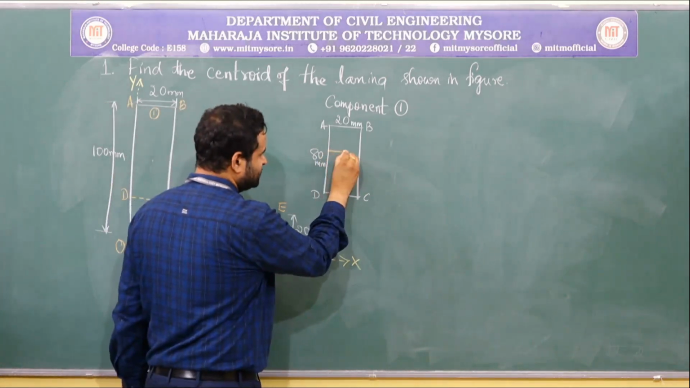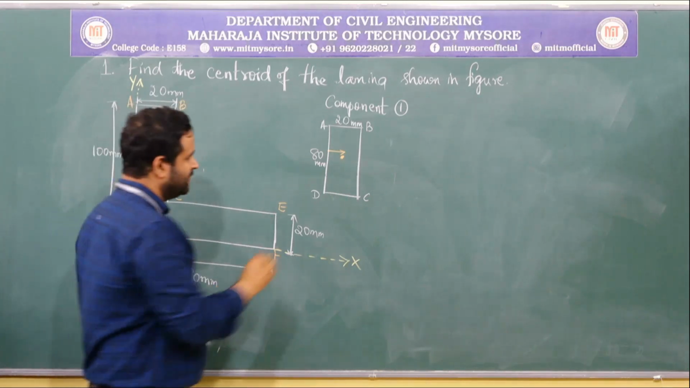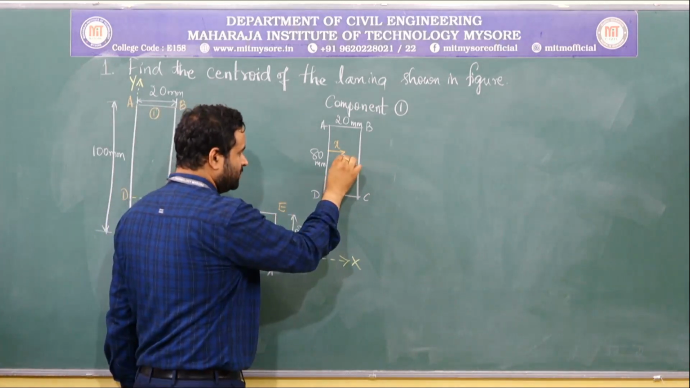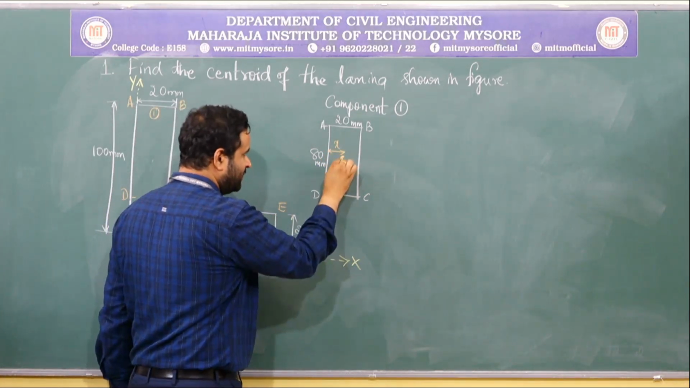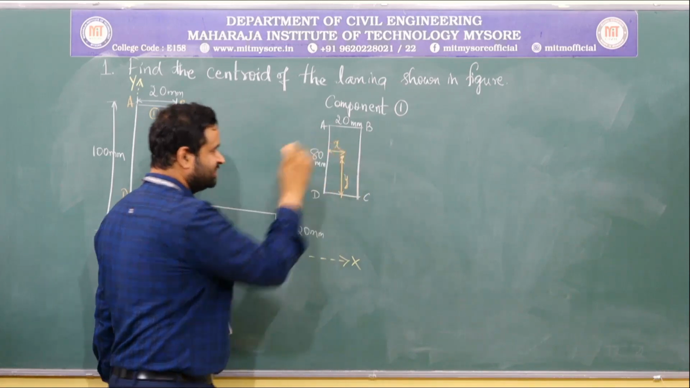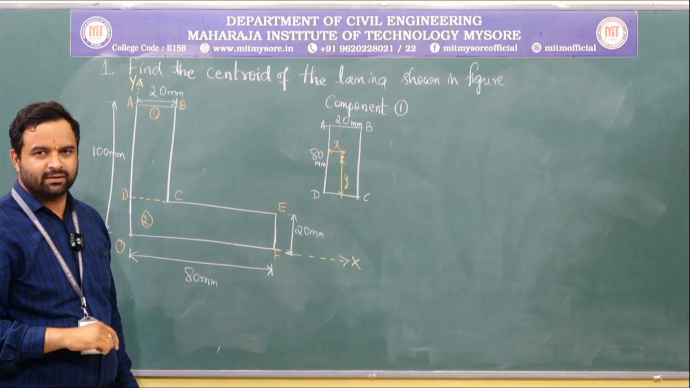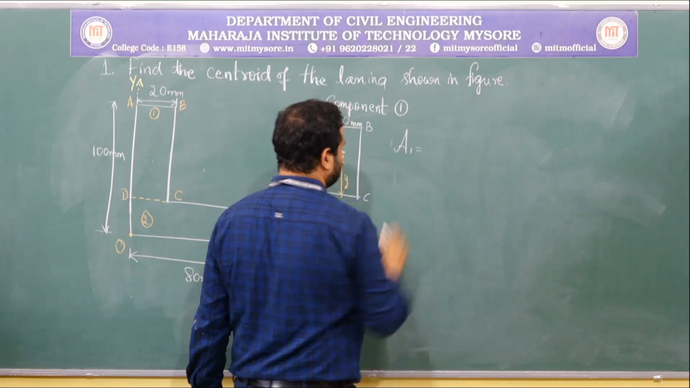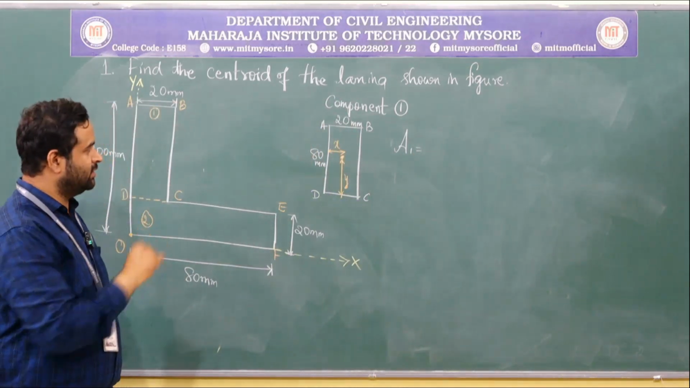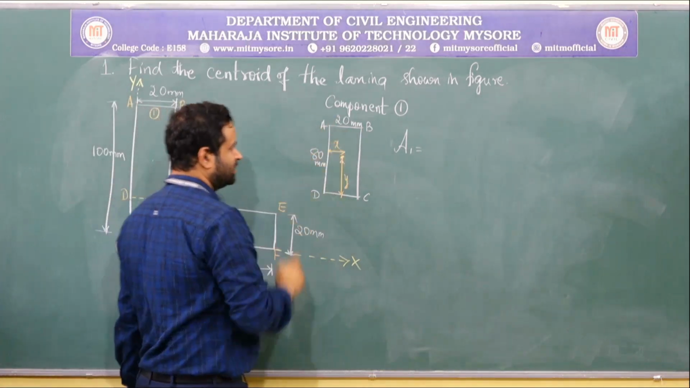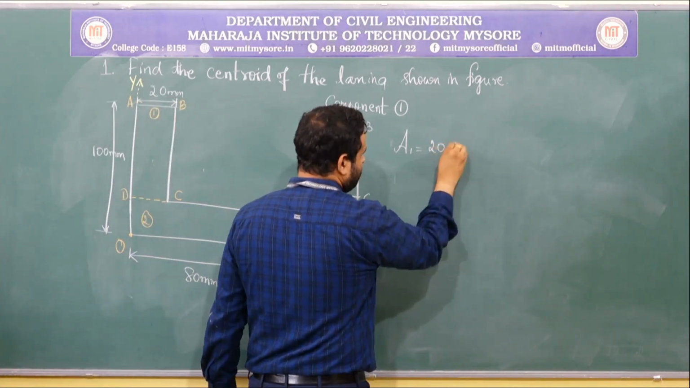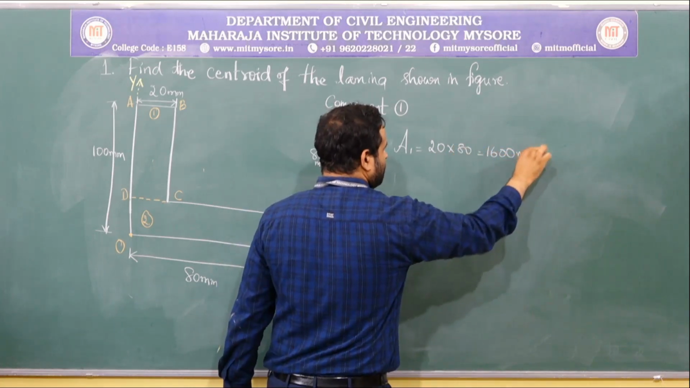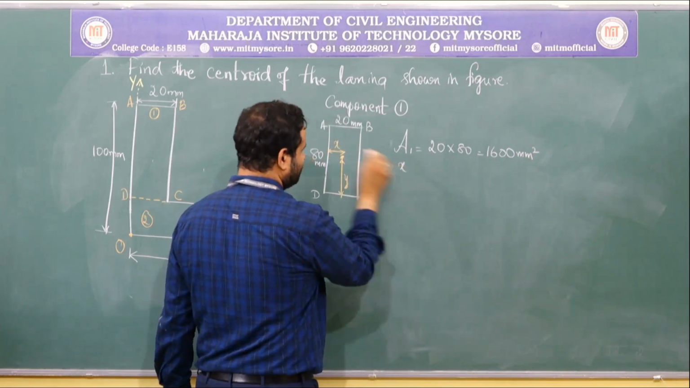So this will be the x component of this component 1, and this will be the y component of this rectangle. Correct? So if I write the area A1, area of the component 1, A1 is equal to length into breadth, that is 20 into 80, which is 1600 mm square.